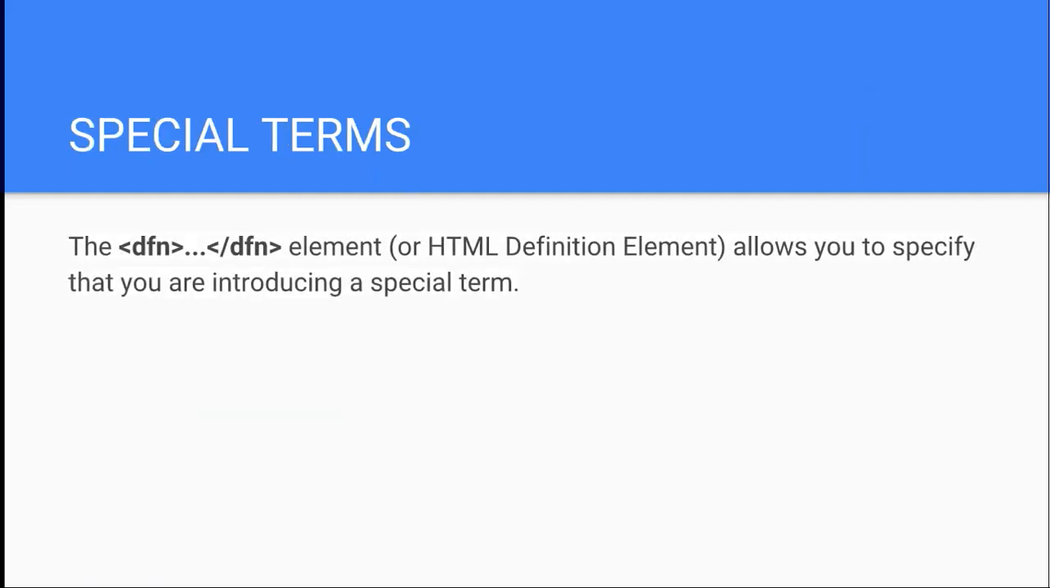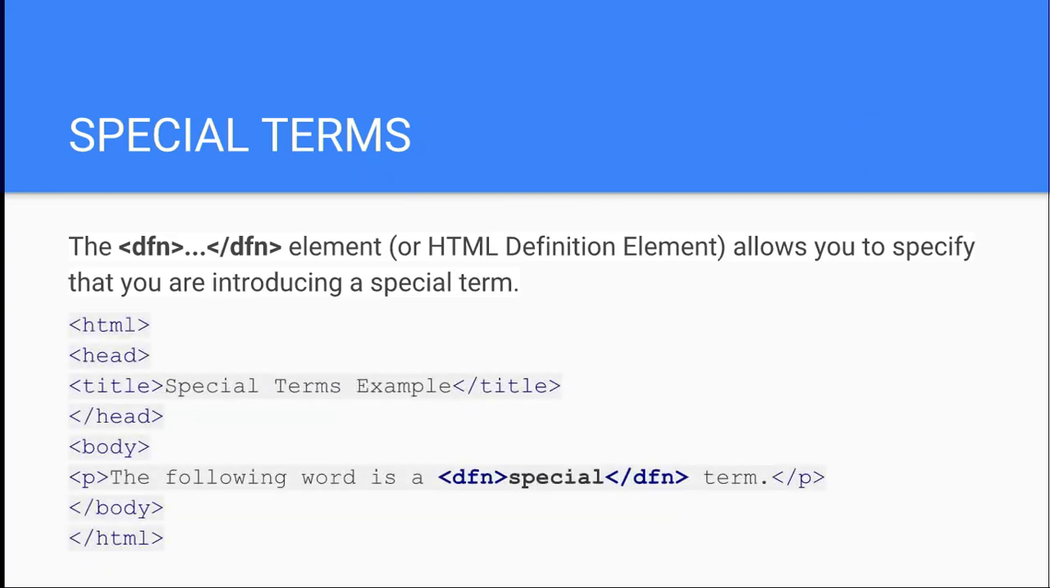And our next tag is special terms. What is this? The DFN and /DFN element, or HTML definition element, allows you to specify that you are introducing a special term. Let us see the code. So in this paragraph, the following word is a special DFN/DFN term. Let us try this program.